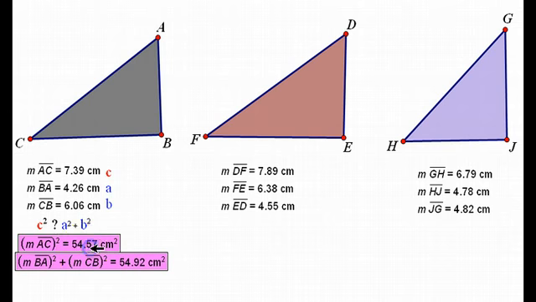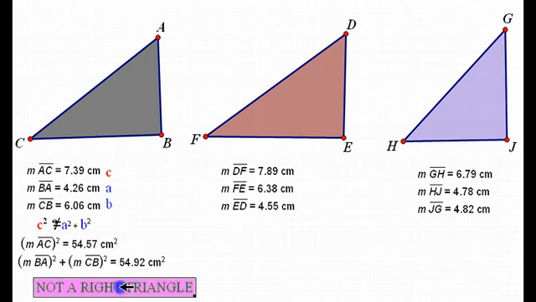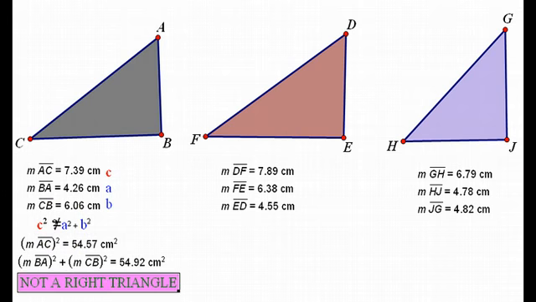So what do we see? We see one is 54.57 and one is 54.92. So what does this tell you? Is this a right triangle? No, it's not a right triangle. So we know for a fact that this is not a right triangle. We can say that because c squared is not equal to a squared plus b squared, this is not a right triangle.